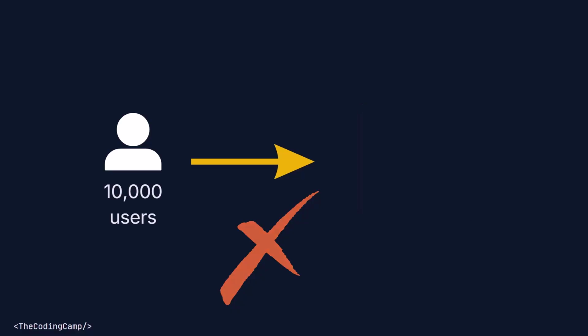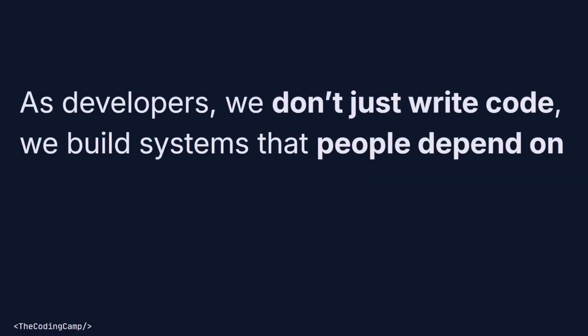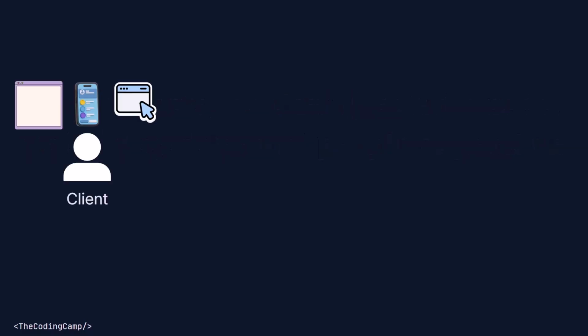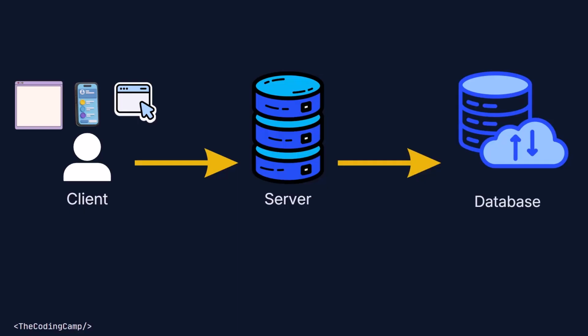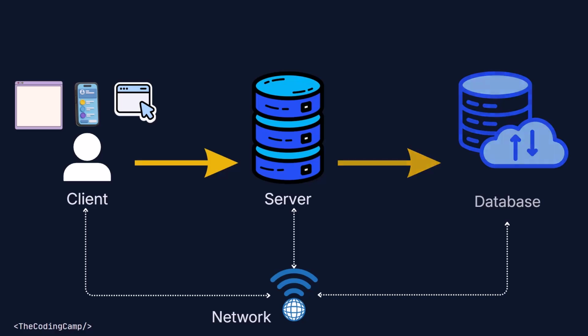As developers, we don't just write code, we build systems that people depend on. When we design systems, we must consider designing a reliable system that can scale easily, handle large-scale data, and can recover easily from disasters. The main building blocks of any system are the client, which could be a web, desktop, or mobile application, for example. The server, this is where the application code runs. The database, this is where the data of the application is stored. And network, this defines how all these components communicate with each other. Your task as a system designer is to connect all these components efficiently.